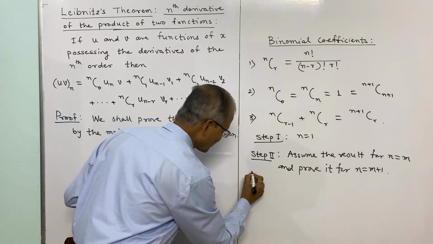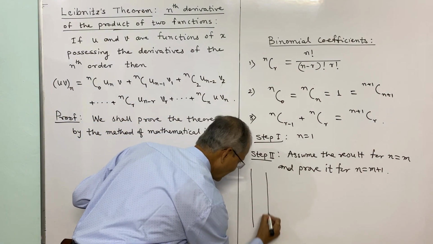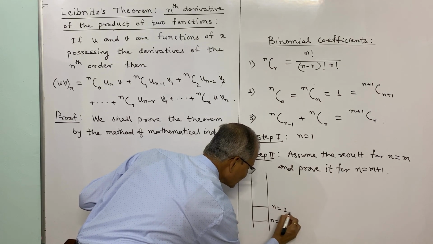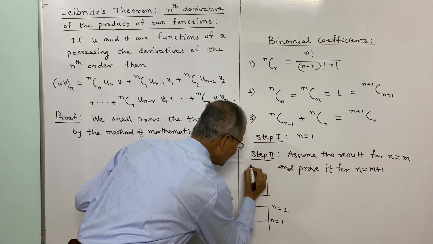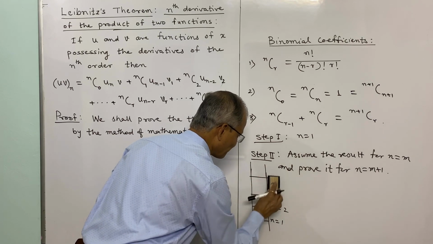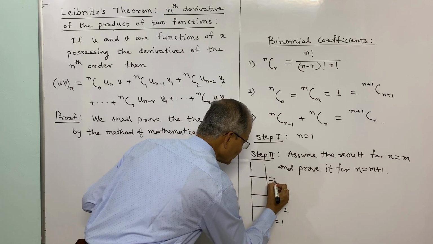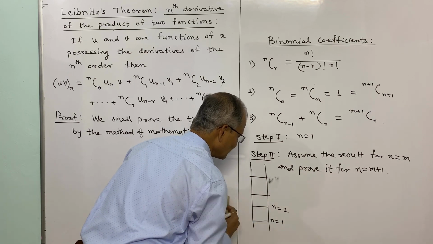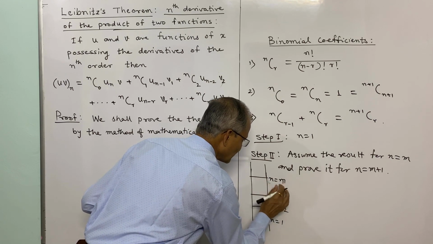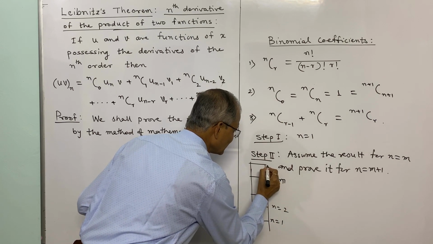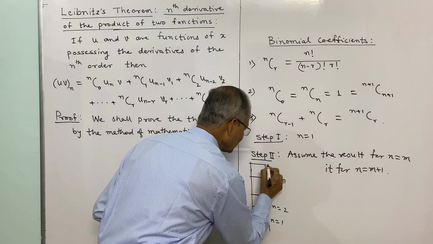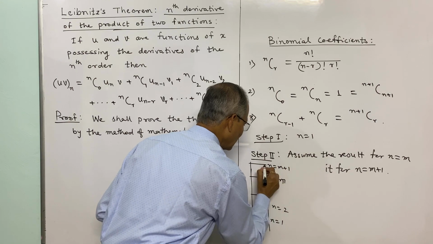It is like a ladder having different steps. N is equal to 1, 2, etc. And in general, suppose it is equal to m. N is equal to m. And the next will be n is equal to m plus 1. And further, this is n is equal to m plus 1. And it is continued.